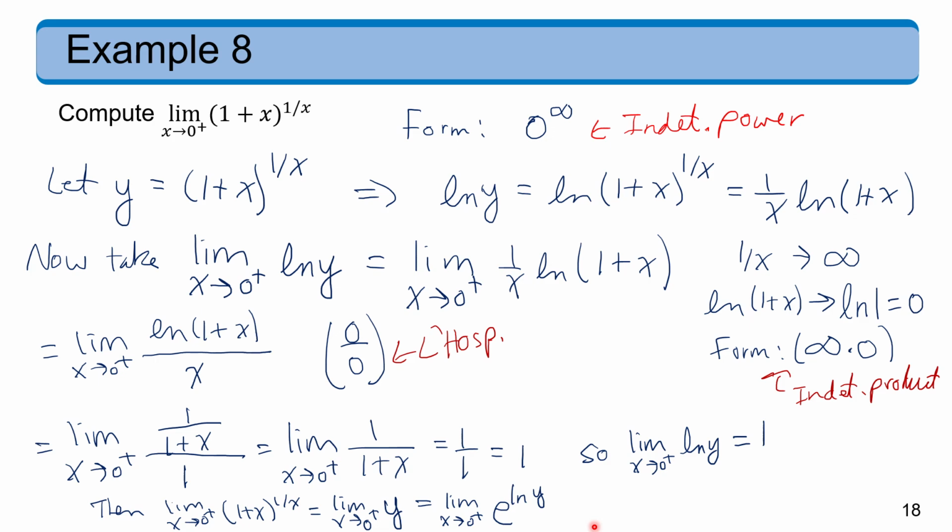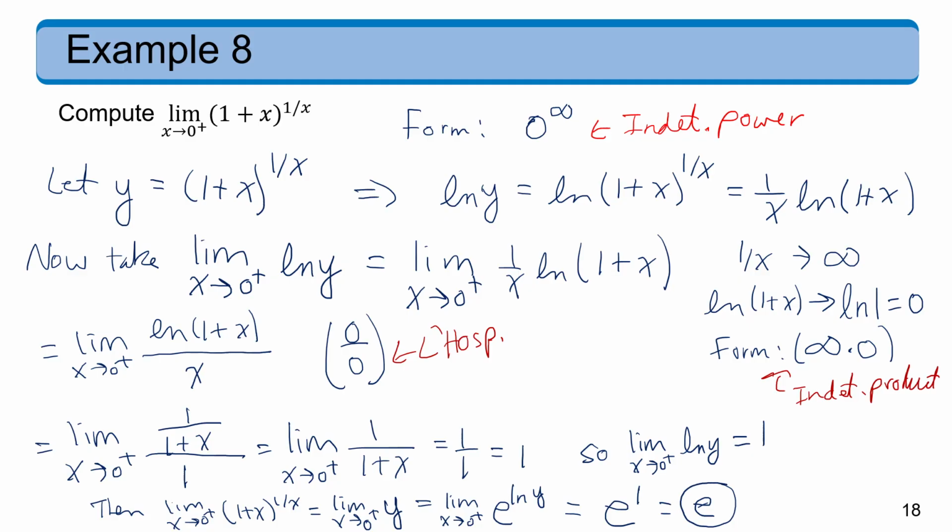Now I can use what I know from over here. Natural log y is approaching 1, so this exponent here is approaching 1. So the overall limit here will be e to the power 1. So I'm now taking the limit, so I don't write the limit sign. And then, of course, that's equal to e. So that's the limit value that we were asked to find.